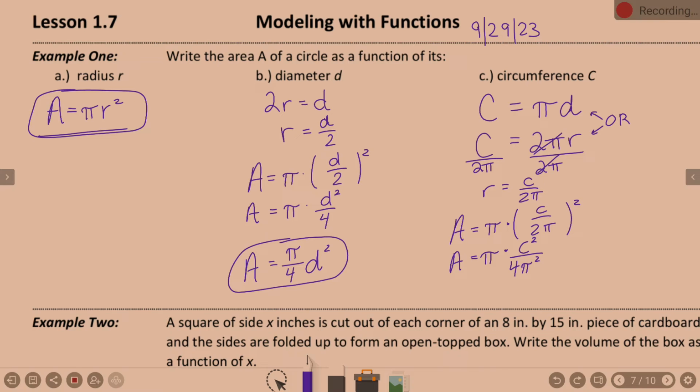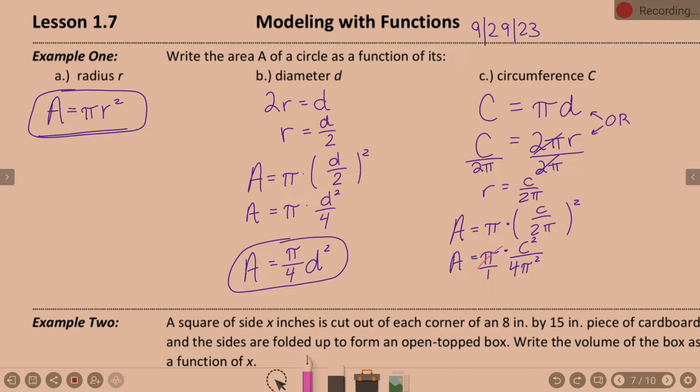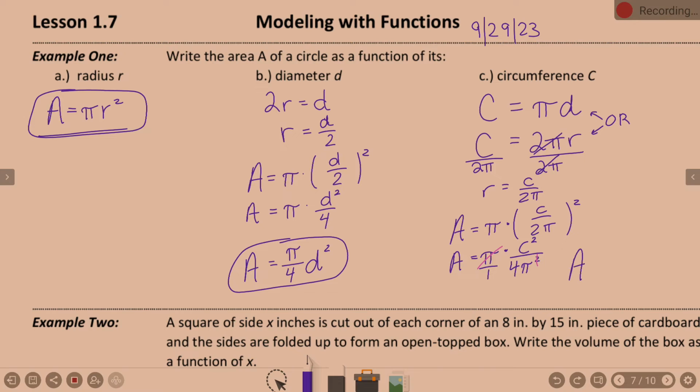So, what do you know about this pi out here? What is pi as a fraction? Pi over 1. Why would I do that? You can cancel. Can I cancel a pi? One singular. I can cancel one singular pi. So we can cancel this pi on top with one of the pi's on bottom. So area equals C squared over 4 pi. Just for the 4.